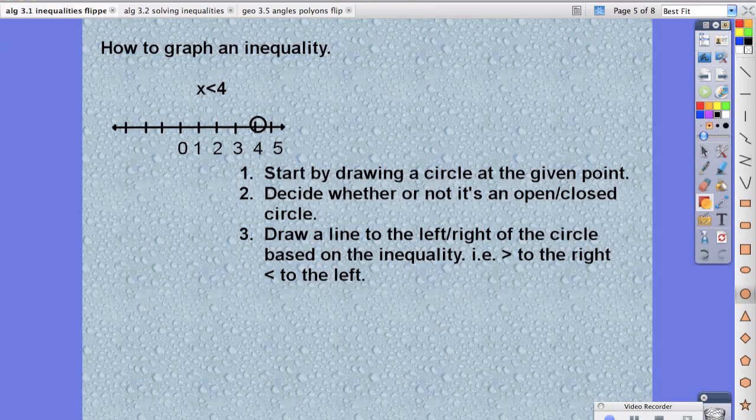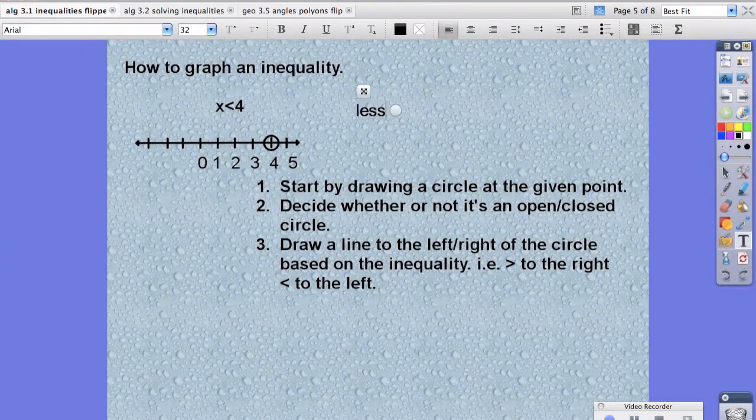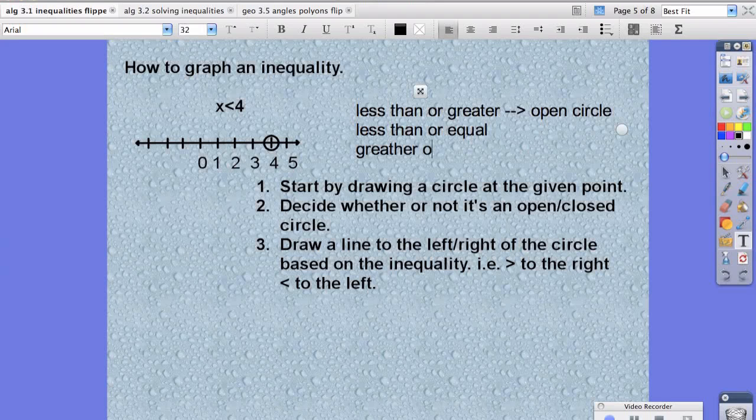Now, there is something that we need to consider when we do problems like this. Because it's an inequality and because it says less than, we use an open circle. So if we use less than or greater than, that implies that we use an open circle. Less than or equal to, greater than or equal to, this actually tells us that we use a closed circle. Now a closed circle just looks like the circle we have here, but it's filled in.